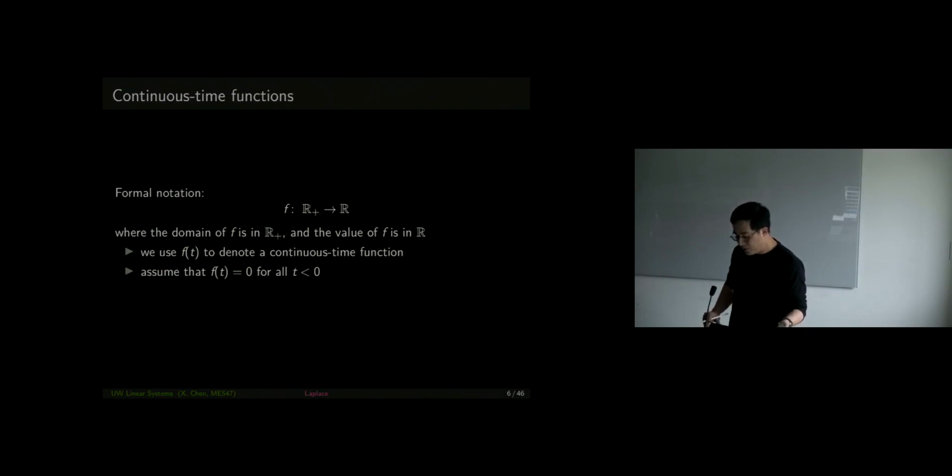And then we assume that for all the dynamic systems that we work with, we start looking at them from time t0, t equals 0. So we assume that the function f(t) is 0 for all the negative times.